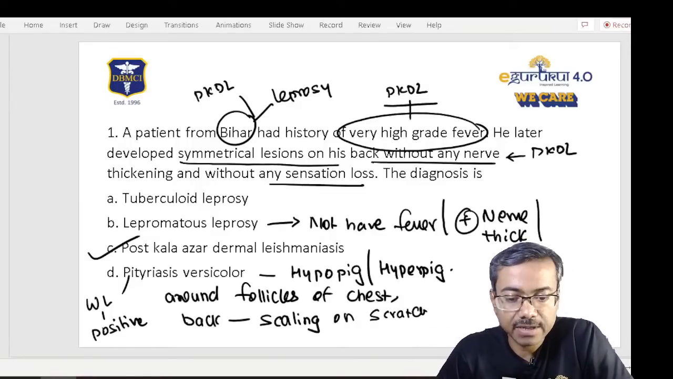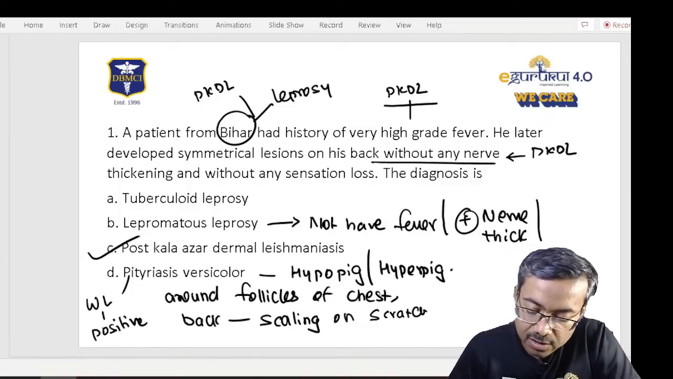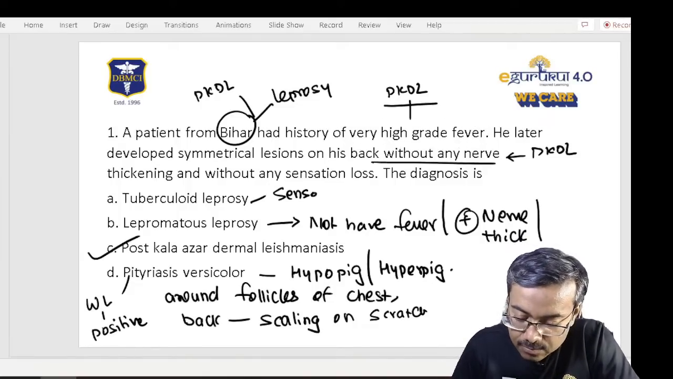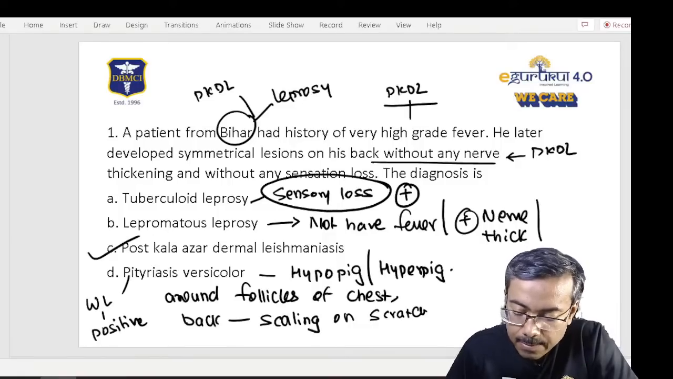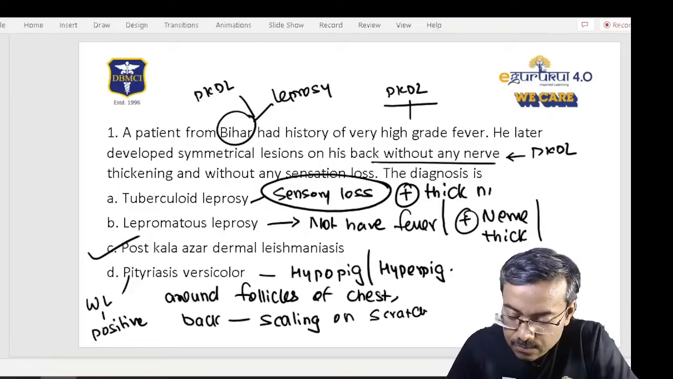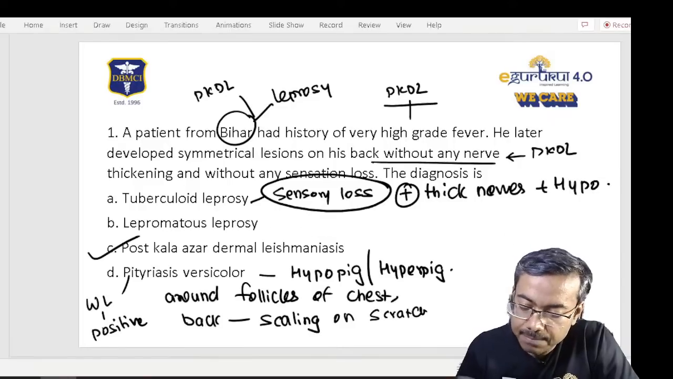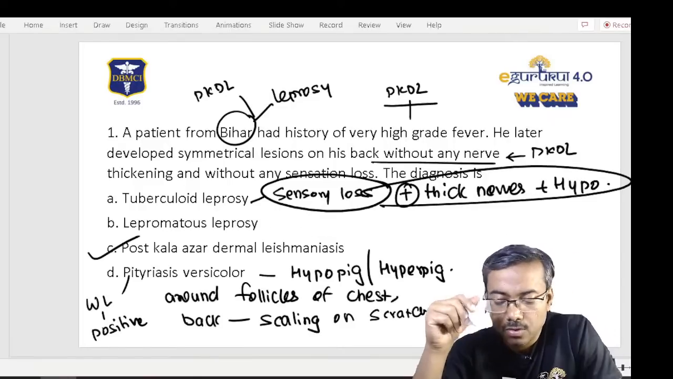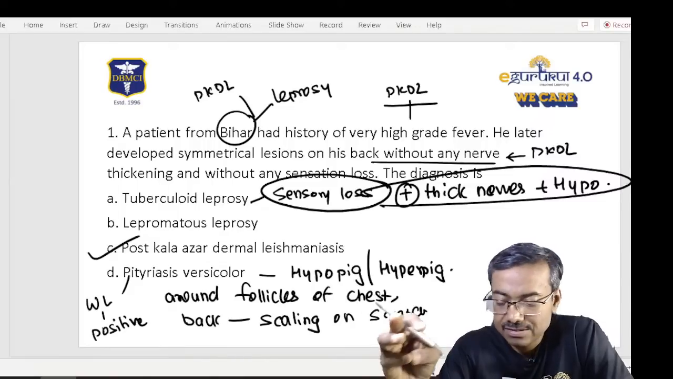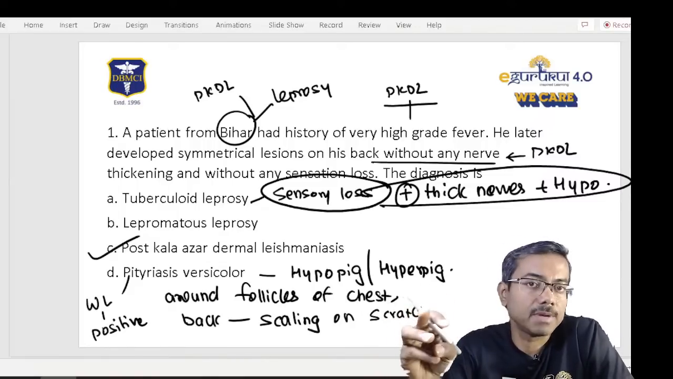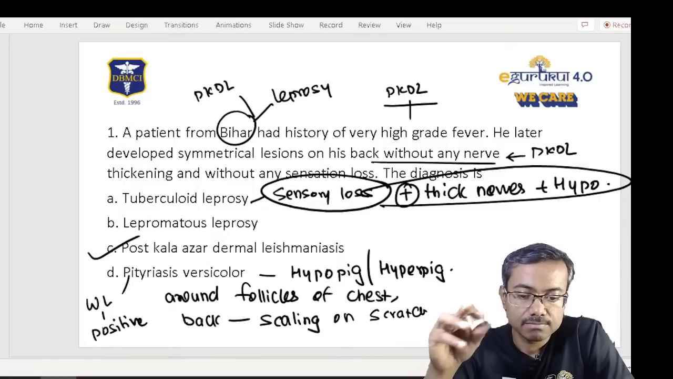Right, clear? Got this? PKDL question easy. What would be tuberculoid leprosy history? Tuberculoid leprosy would obviously have a lot of sensory loss. You always have sensory loss plus thick nerves, plus a bit of hypopigmentation. Sensory loss plus thick nerves plus hypopigmentation. Got it?